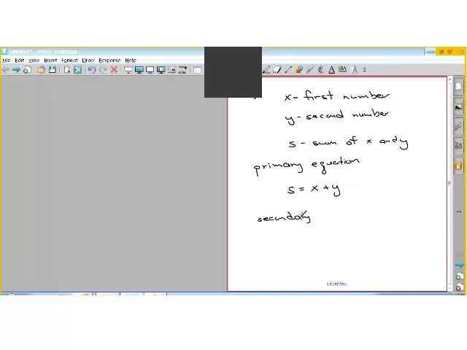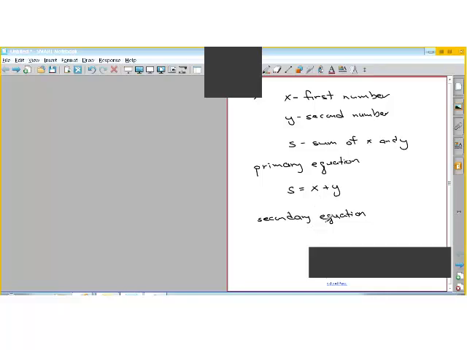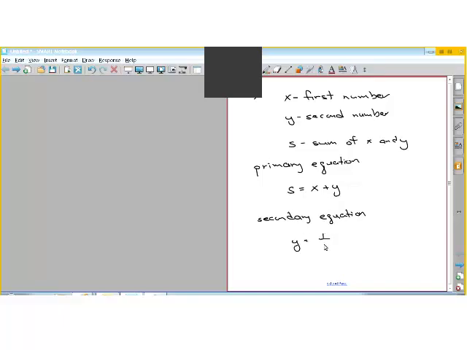Okay, and then you have a secondary equation. The secondary equation allows you to rewrite the primary equation in terms of one variable, because right now we can only take the derivative of a function with respect to one variable. We have two variables, x and y, so the secondary equation links them. It says the second number is the reciprocal of the first number. So that's my secondary equation.